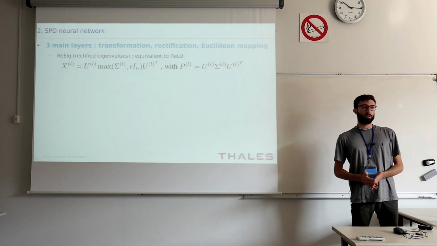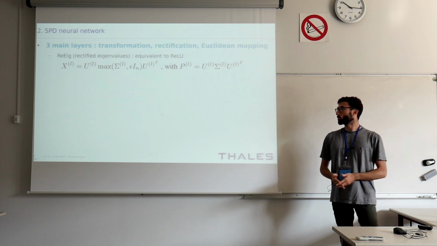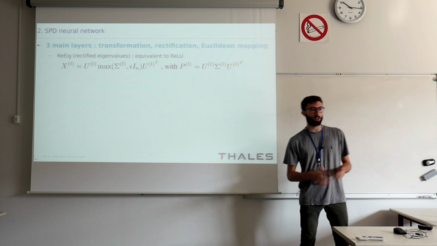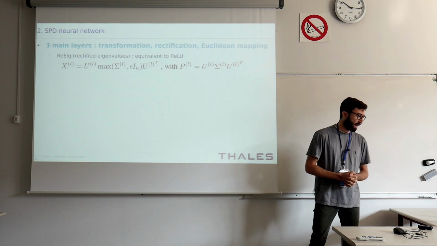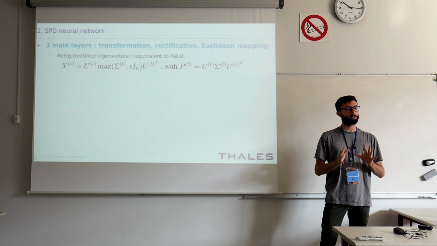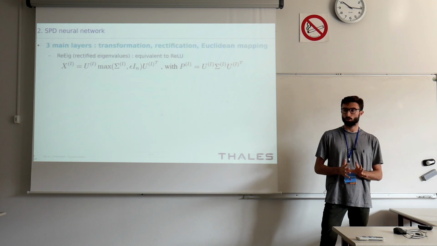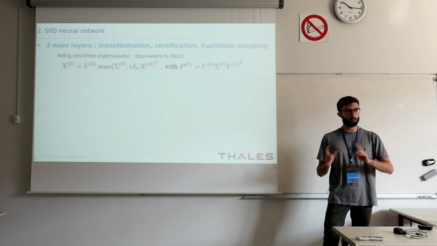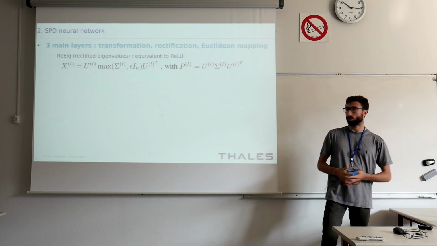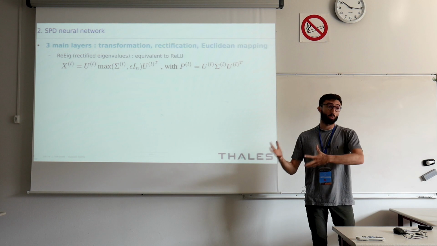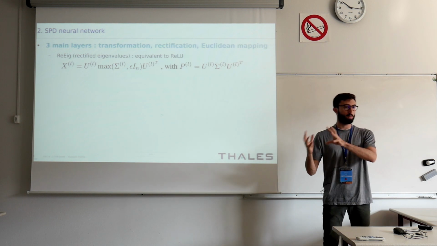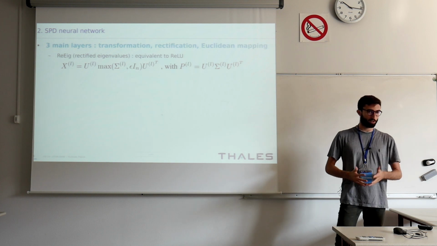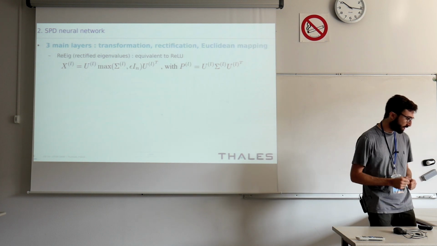The second main layer is the rectified eigenvalues. The equivalent in a Euclidean net is the rectified linear unit. This layer doesn't act on the coefficients of the matrix, but rather on its eigenvalues. That's another key difference with a traditional network. And we will have to deal with the backpropagation of gradients through an eigenvalue decomposition during the training, which we'll see again later.